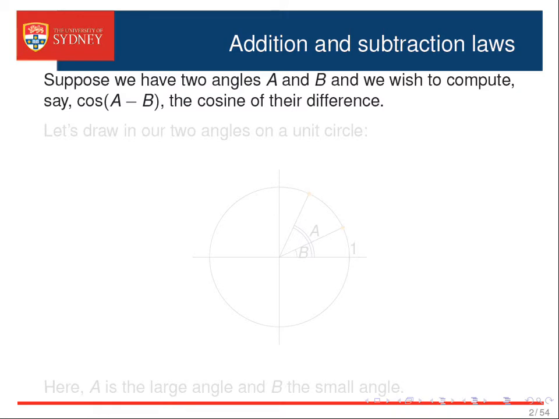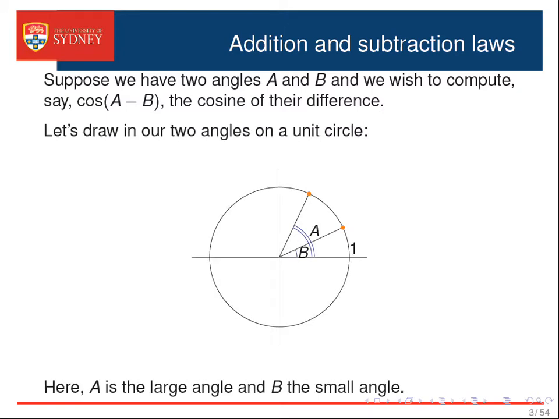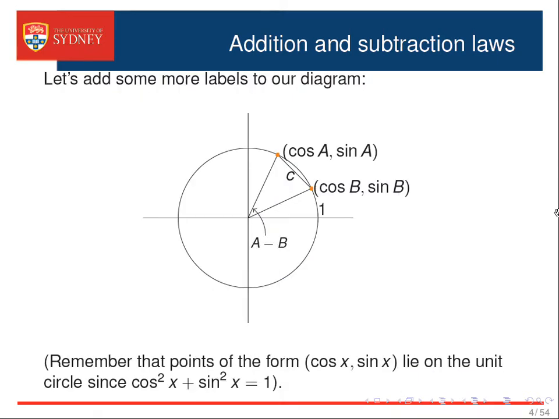We have two angles, say A and B, and we want to know something about the angle A minus B, given by the difference between them. You can see the setup that we're talking about drawn on this picture here. The angle A minus B is here. Any point of the form cos x, sin x will lie on the unit circle because of the identity cos squared x plus sin squared x equals 1 that we saw in the last module.